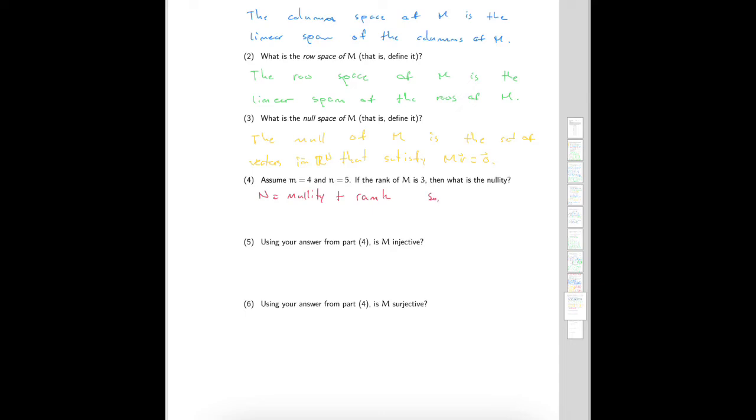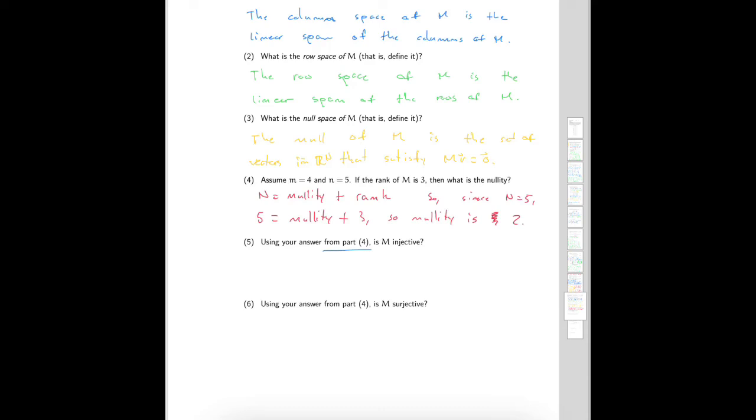Okay, so we know that n is equal to 5. So since n is equal to 5, 5 is equal to the nullity plus the rank, which is 3. So nullity is 5. Or sorry, is 2. 5 minus 3 is 2. So the dimension of the null space is 2.